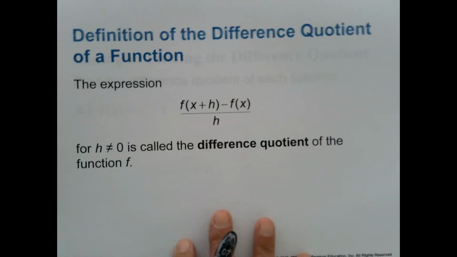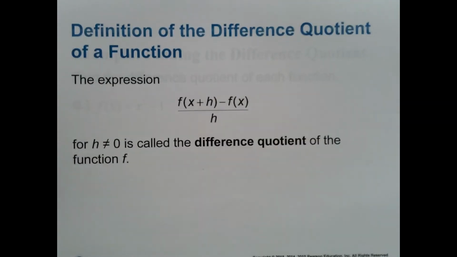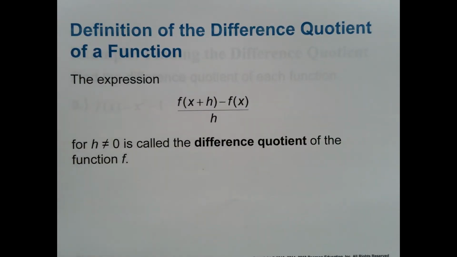So the next slide is what we call our difference quotient. The expression f of x plus h minus f of x all over h, for h not equal to 0, is called the difference quotient of the function f. For our class, you may be saying, so what? But the so what is because when you move on to calculus, this difference quotient is a basis for all of calculus. And so while we're not going to use it a lot in this class, it does help us as we move on to calculus.